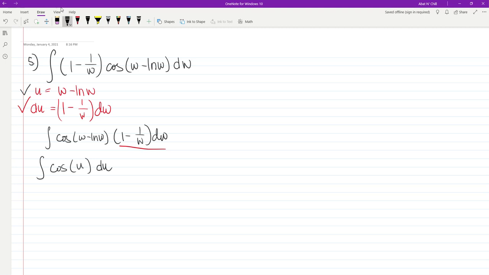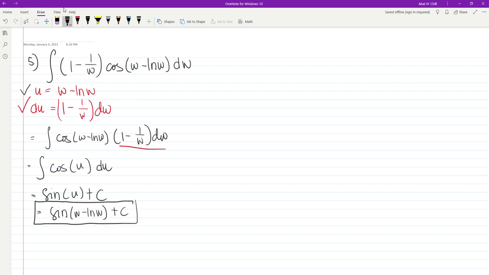Okay, so what will happen? The integral of cosine will be, of course, sine of u. Okay, this is u, not w. So sine of u plus c. But we need to substitute it back to its original variable, so that is now sine of the u, which is w minus ln of w plus c. So this should be our answer for number 5.